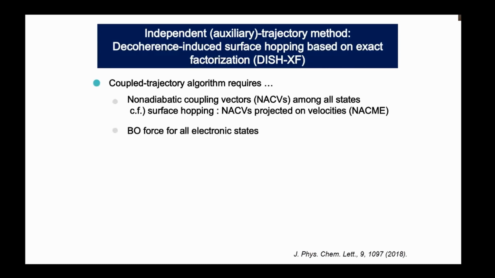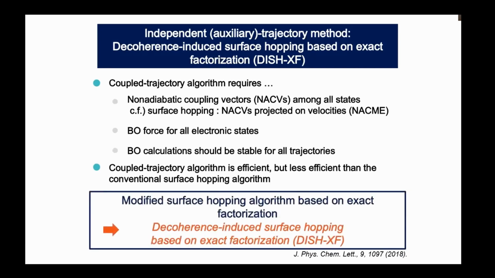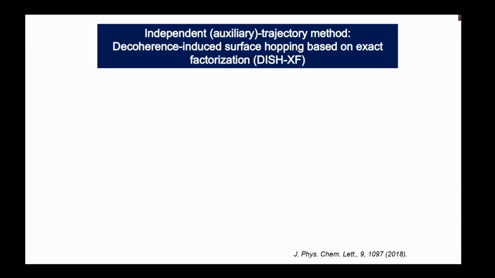We also have to calculate the Born-Oppenheimer force for all electronic states. This is also a time-consuming part. And this Born-Oppenheimer calculation should be stable for all trajectories. So the coupled trajectory algorithm is quite efficient, but less efficient than the conventional surface hopping algorithm. So in this sense, we developed the modified surface hopping algorithm based on the exact factorization, which is called the decoherence-induced surface hopping based on the exact factorization, DISH-XF.